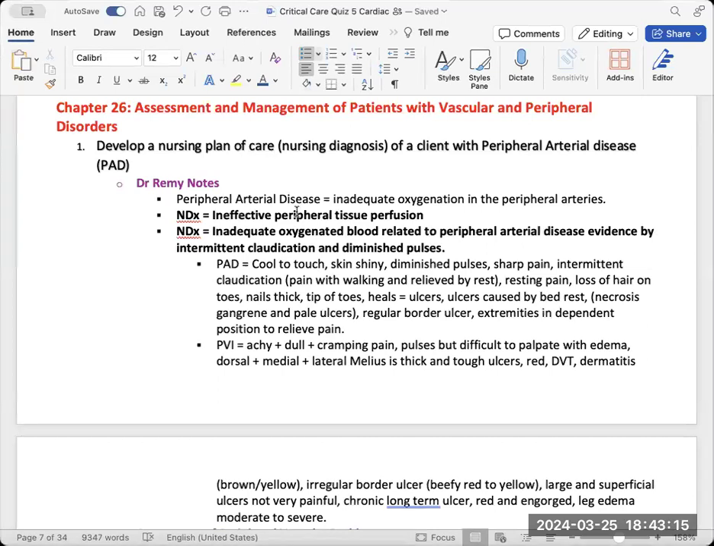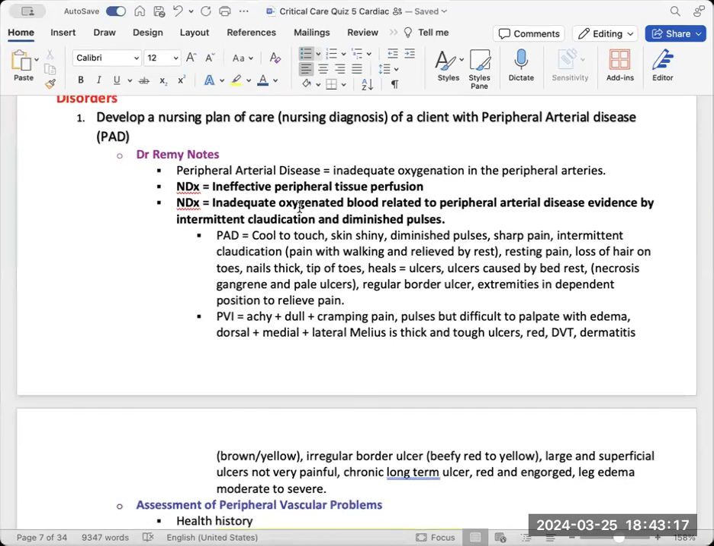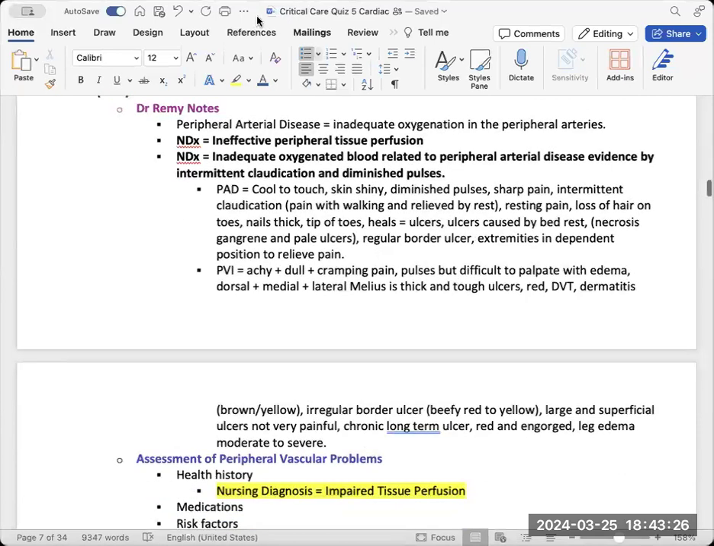So, peripheral arterial disease, going back to this question on making a nursing diagnosis, it means inadequate oxygenation in the peripheral arteries, right, or in the periphery. So a nursing diagnosis would be ineffective peripheral tissue perfusion or impaired tissue perfusion. Another nursing diagnosis could be inadequate oxygenated blood related to peripheral artery disease evidenced by intermittent claudication and diminished pulses.